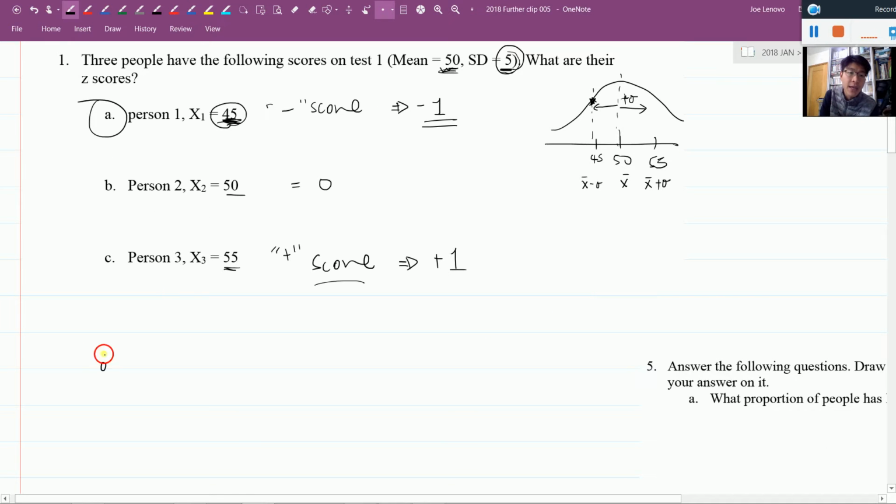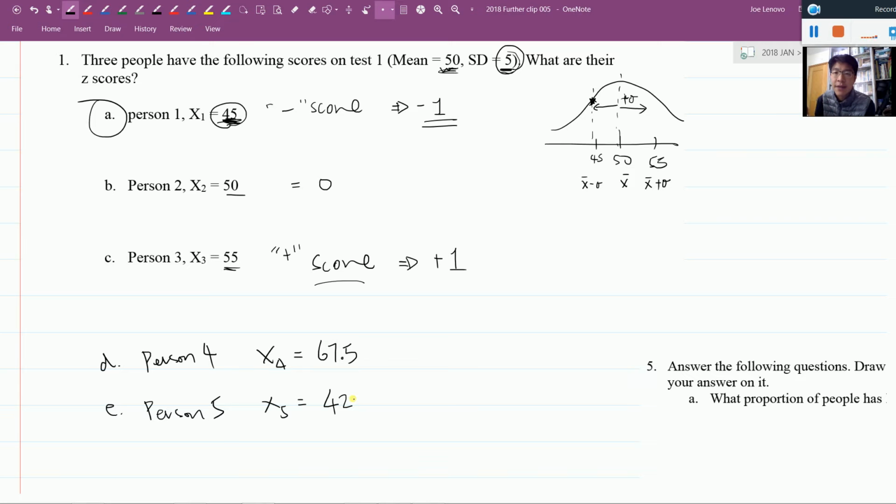So now if I ask you, if I go beyond that, this is an easy question. What if I have D, person 4? It has a pretty good score, maybe 67.5. What would be the z-score? What would be the standard score? And E, person 5, it's not that good, only gets 42. So 42. What would be the z-score?